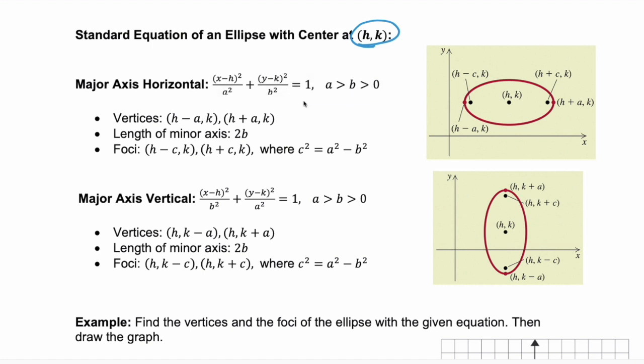The other thing to notice is that with all of the ellipses, they have to be equal to 1. So the right-hand side is always equal to 1.